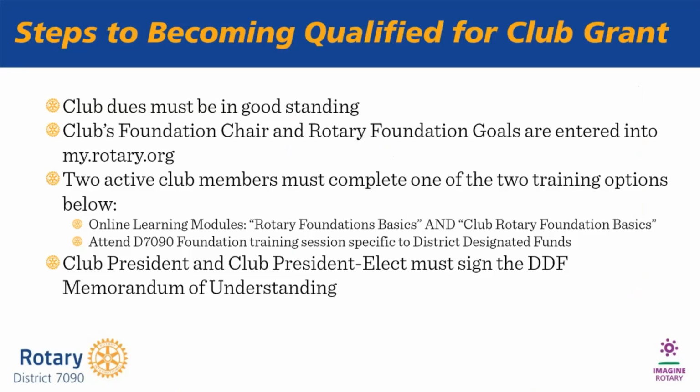Okay. All right. So how do you become qualified for a club grant? Your club dues must be in good standing. A club foundation chair must be identified, and Rotary Foundation goals have been entered into myrotary.org's Club Central. Two active club members must complete one of the two training options below. You can go in an online learning module and complete two different courses, or you can attend a live session, which is a lot more fun. You get to meet more people. On district designated funds, your club president and your club president-elect must sign the DDF Memorandum of Understanding.